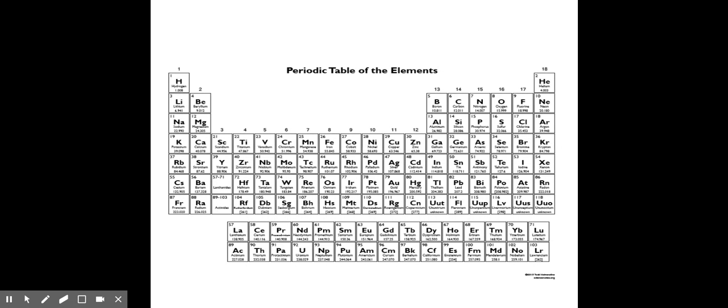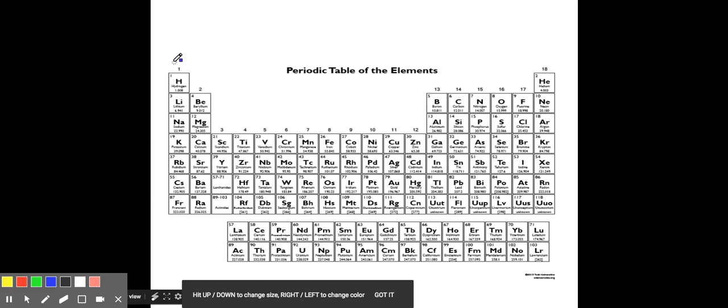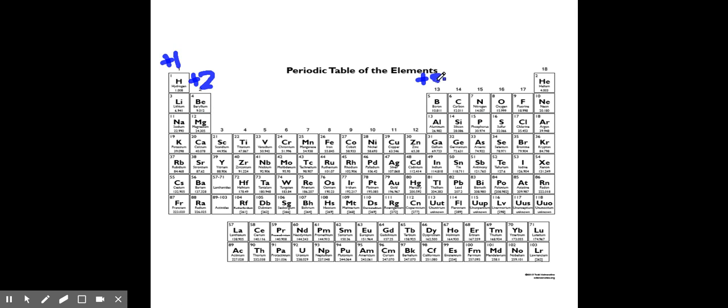So on your periodic table, we want you to write this information. Above group 1, you will write positive 1. Above group 2, positive 2. Going over to group 3, positive 3. And when you get to group 4, it's going to be either negative or positive 4. If it's above the zigzag line, it's going to be negative. Below the zigzag line will be positive 4.